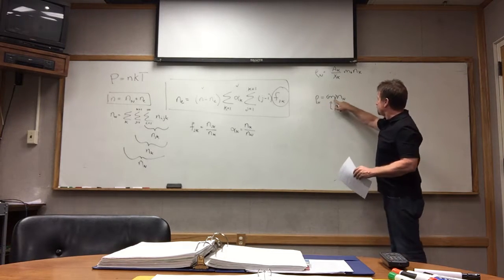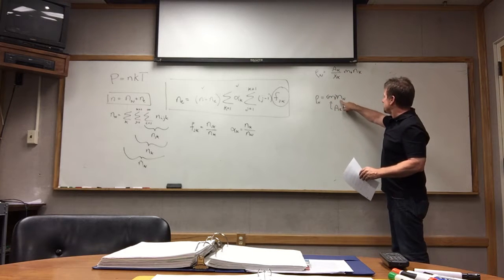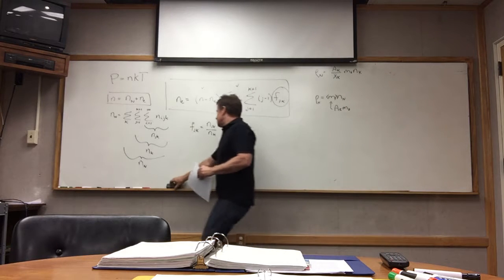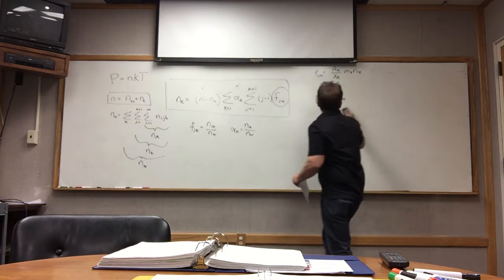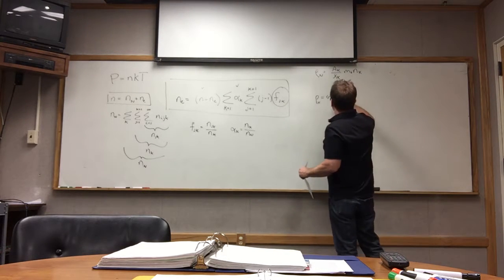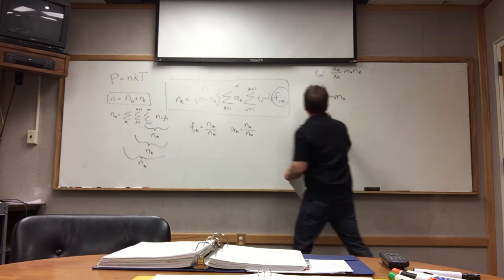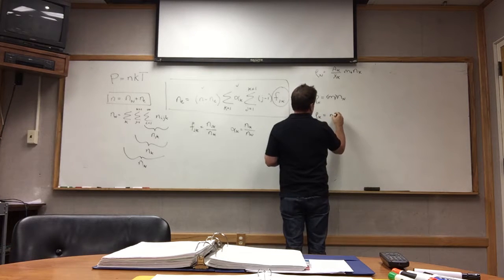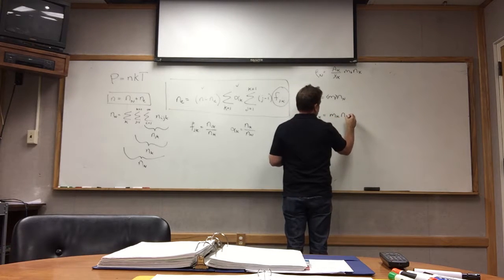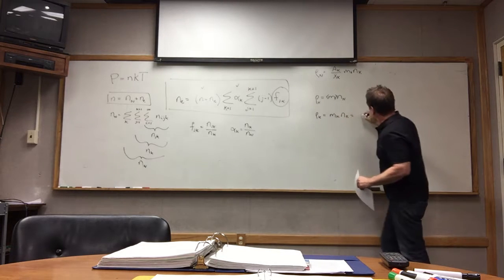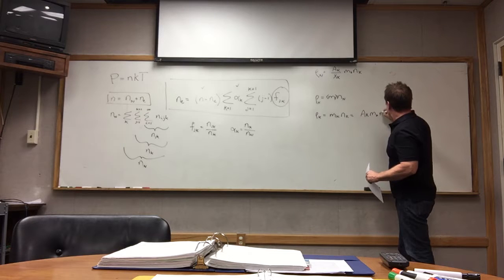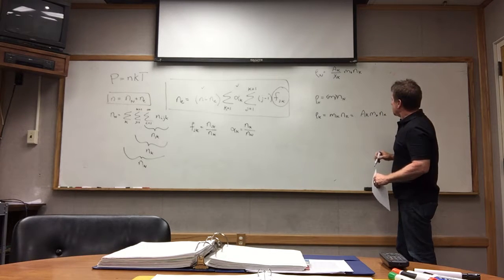Rho of nuclei is the average mass of all the nuclei times the number density of all nuclei. Okay? All right. But if you want to turn this into K, you have to realize that rho K equals MK NK. MK is equal to AK MA NK. Okay?